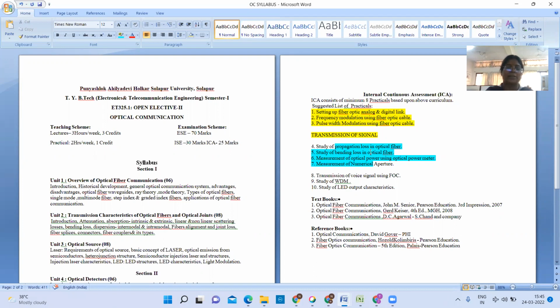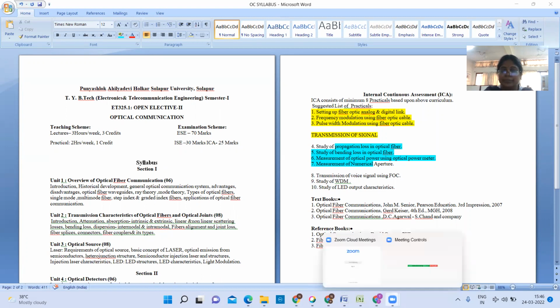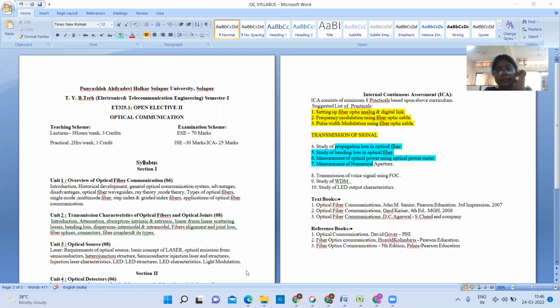After bending, the amount of light coming at output, will it be less or will it be more? Can anyone tell? If we bend the fiber optic cable, will the output be less or more after bending? Students, will it be less or more after bending? Jnaneshwari? More.